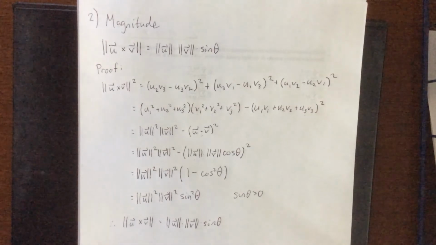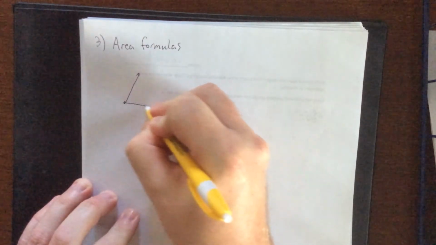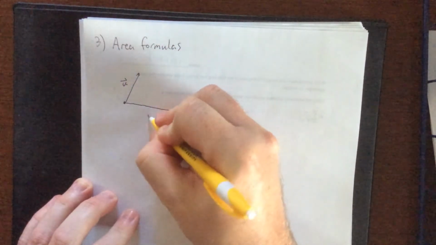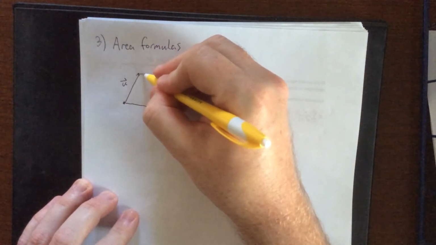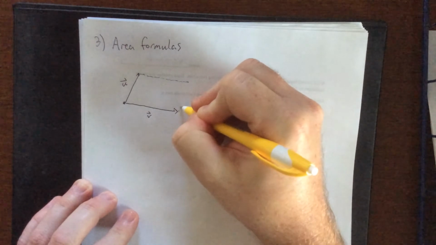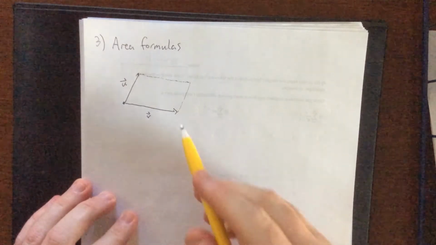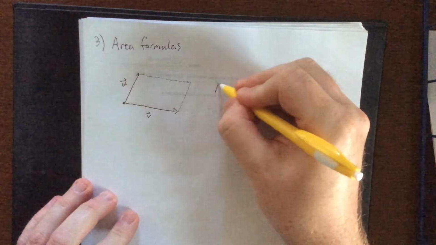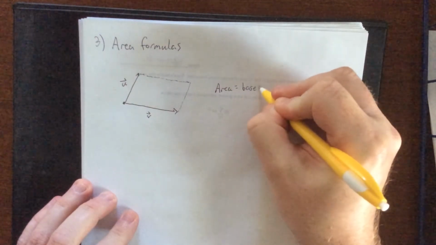Now, the geometric significance of this finds its way to us in the form of area formulas. If you are given two vectors, like these two right here, u and v, then there is what we refer to as the parallelogram defined by u and v. Take the initial point of v and put it at the terminal point of u, and take the initial point of u and put it at the terminal point of v. This is the parallelogram defined by vectors u and v. The area of a parallelogram is the same as the area of a rectangle, which is the base times the height.